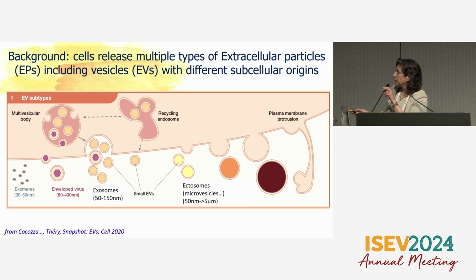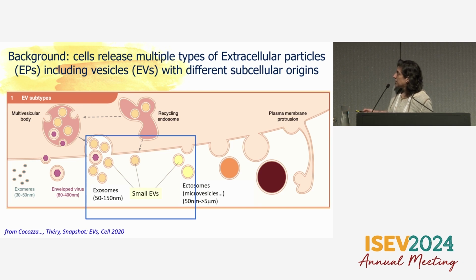Then you have these vesicles that form first inside internal compartments that contain intraluminal vesicles, the multivesicular bodies. When these multivesicular bodies fuse with the plasma membrane, their intraluminal vesicles are released outside, and that's what's called exosomes. What this slide illustrates also is that the size of exosomes is limited by the size of intraluminal vesicles of multivesicular bodies.